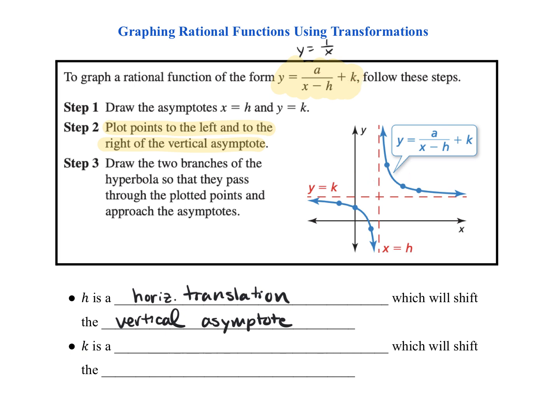And then just a reminder, the k is a vertical translation, which is just a shift up or down. So that will shift the horizontal asymptote. Again, if I have a horizontal line, only a shift up or down will move it. So this is the process that we will be using today to graph these basic rational functions.